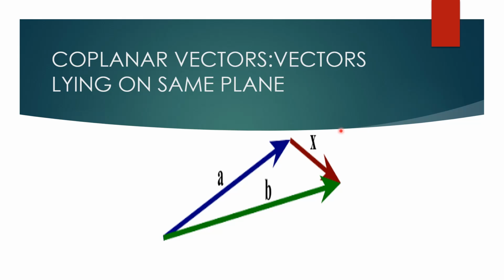Coplanar vectors, that is vectors lying on the same plane. They are called coplanar. Here we have vector A, vector B, and the difference between them is represented by x. All these three lie on the same plane.